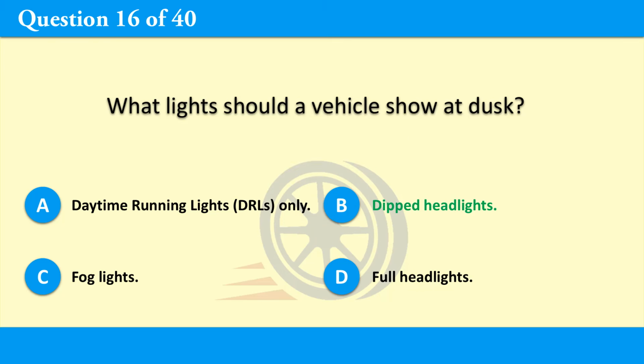Correct answer, B. Dipped headlights. Explanation: drivers need to see and be seen during all periods of low light levels, for example, at dusk and dawn and in some bad weather conditions. At times of low light, you should turn on dipped headlights. The Road Safety Authority recommends that motorcyclists and drivers turn on their dipped headlights or daytime running lights during daylight hours.